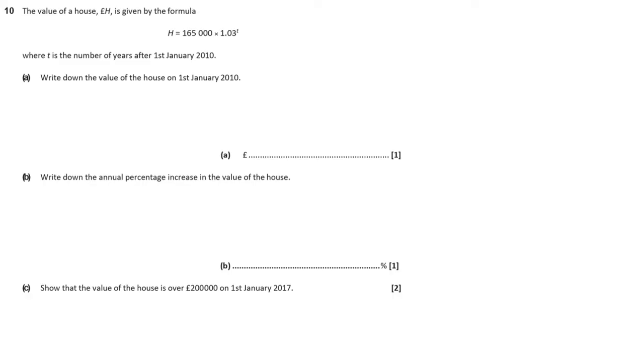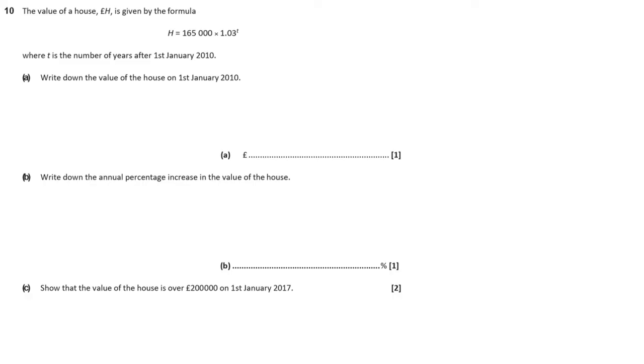The value of a house, h, is given by the formula h is equal to 165,000 times 1.03 raised to the power of t, where t is the number of years after the 1st of January 2010. Write down the value of the house on the 1st of January 2010. Okay, well, on that date, the number of years is going to be 0, isn't it?